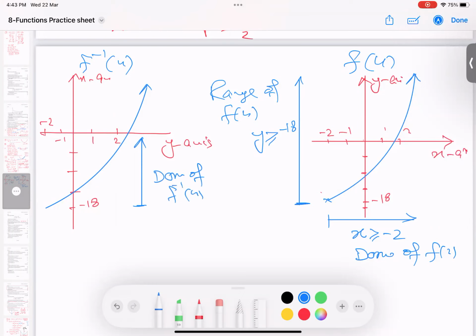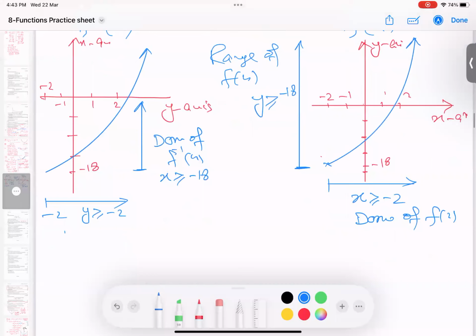So you say, sir, first it was the range, y is bigger than -18, but what is the domain now? x is bigger than or equal to -18. And what was the domain first? This one will become the range now. And what is the range? The range starts from here and goes to the right side. So I'm writing it here. It is y is bigger than or equal to -2. So this is called the range of f inverse.